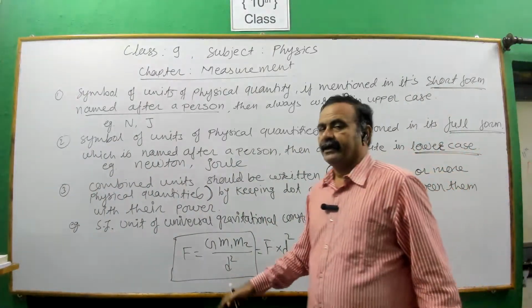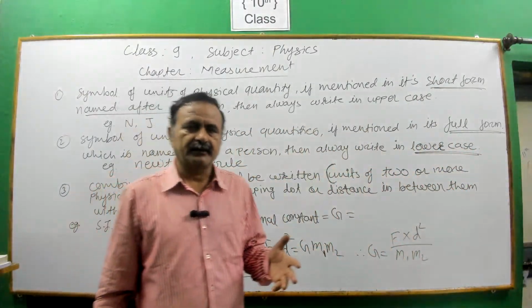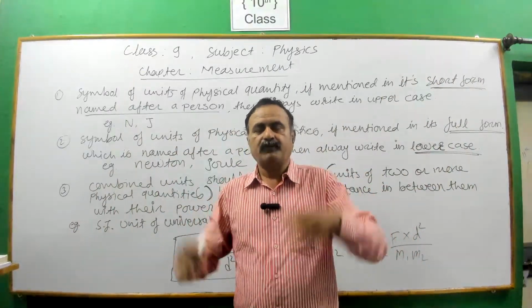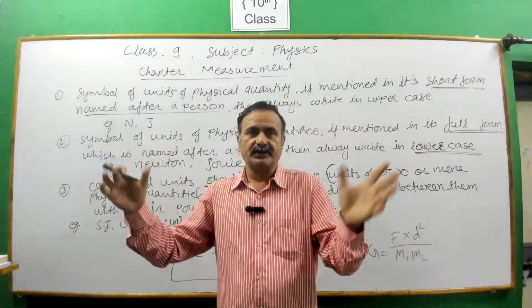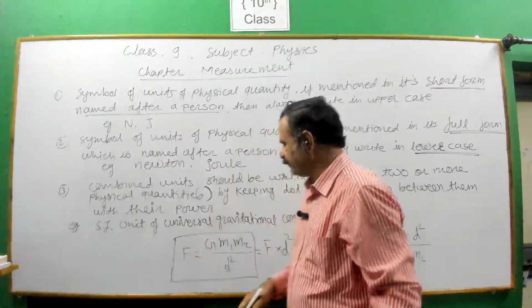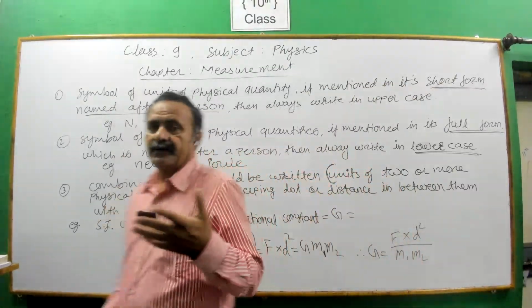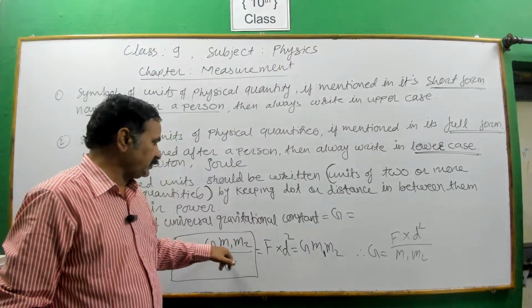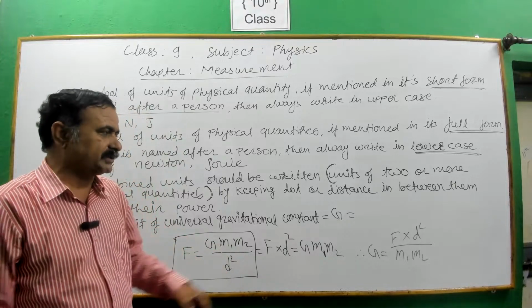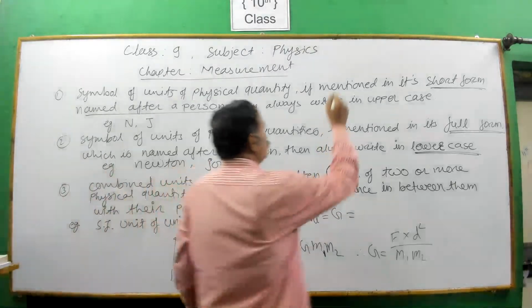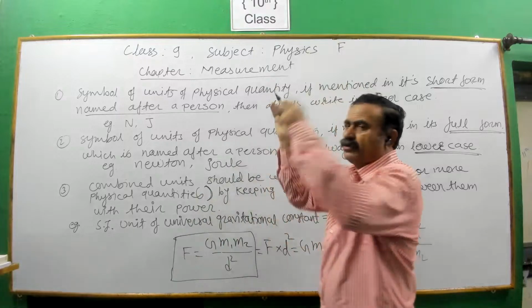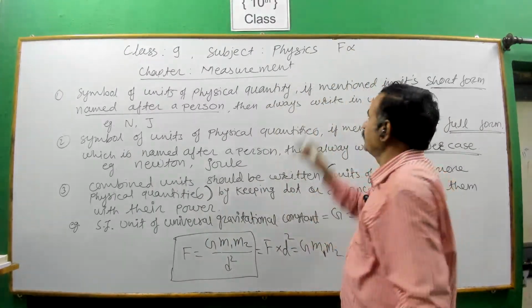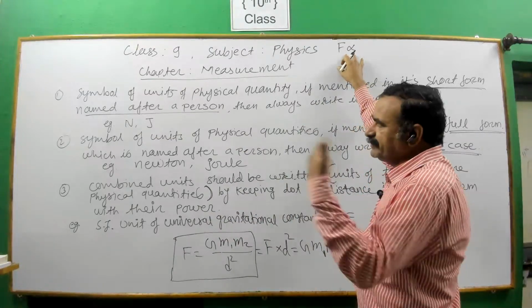Newton, what did he say? Any two bodies which are present in the universe apply a force of attraction on each other, and the force of attraction between any two bodies in the universe is directly proportional to the product of their masses and inversely proportional to the square of the distance in between them. What did Newton say, children? In this universe, any two bodies, what happens? Force of attraction is present between them.